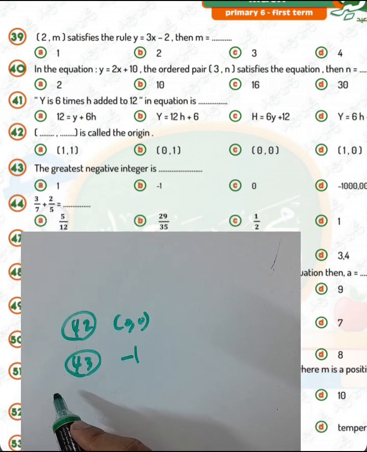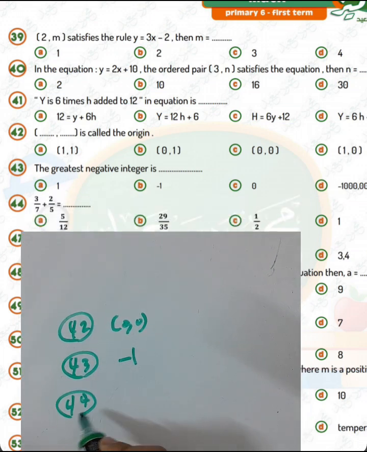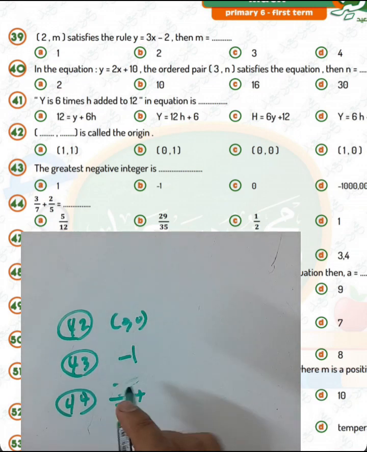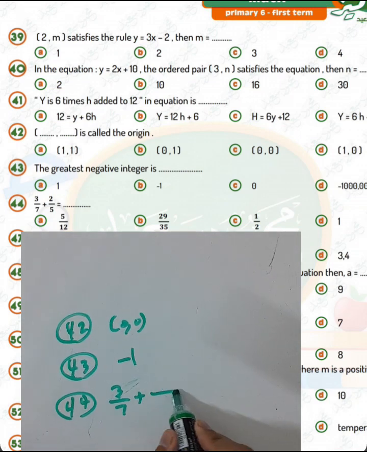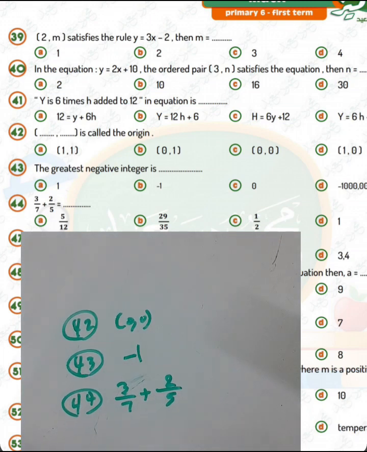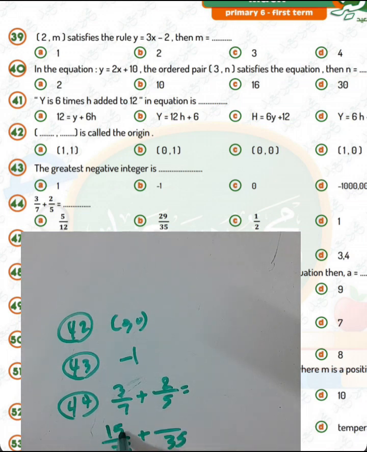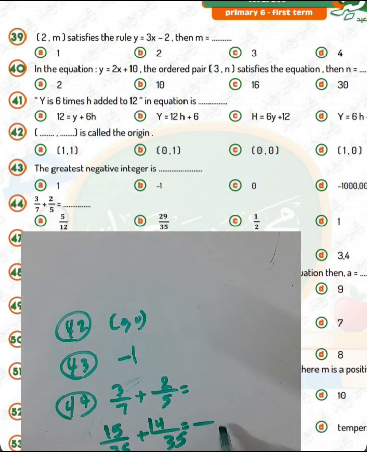Question 44. We have 3 over 7 plus 2 over 5. We can write the least common multiple between them. It will be 35. And here, 35. 5 times 3 equals 15. 2 times 7 equals 14. Then write in the numerator, 29. The result will be 29 over 35.